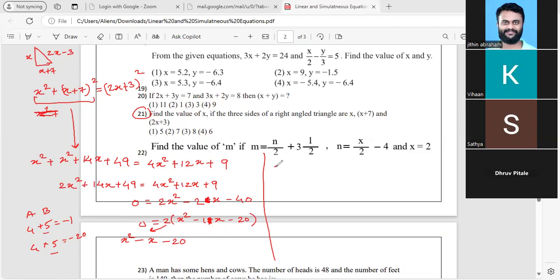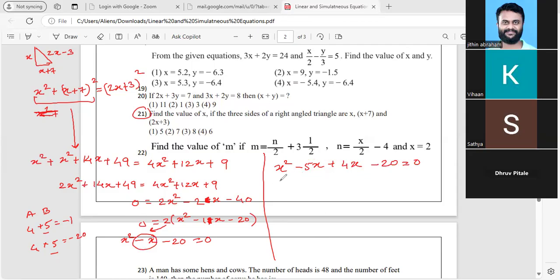Now in the next step, I'll write x square as it is over here, minus 20 as it is, which is equal to 0, obviously. In between, I'll write these factors. I'll be breaking this minus 1x into two terms: minus 5x plus 4x. So I've broken this minus x as minus 5x plus 4x. I believe I'm clear.